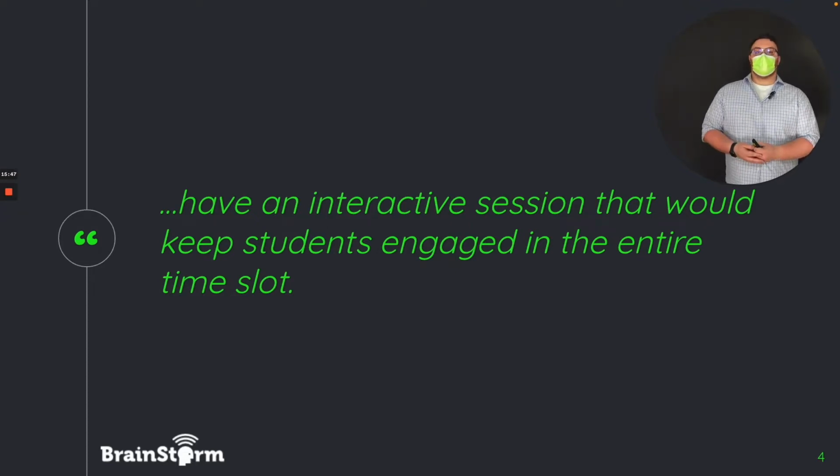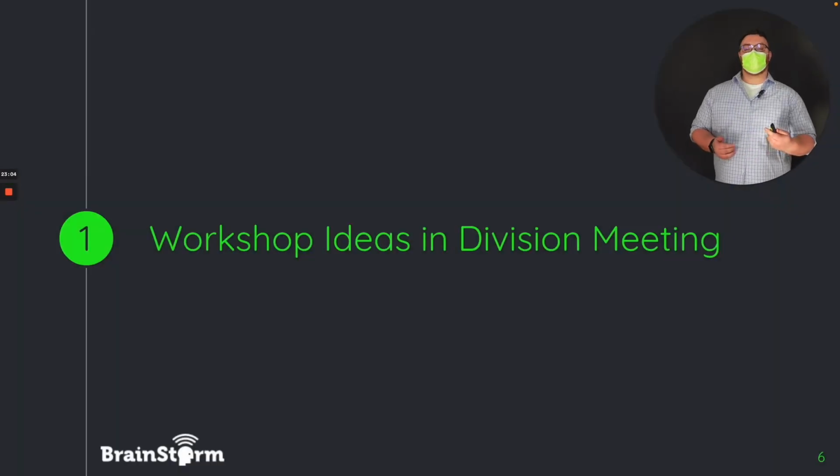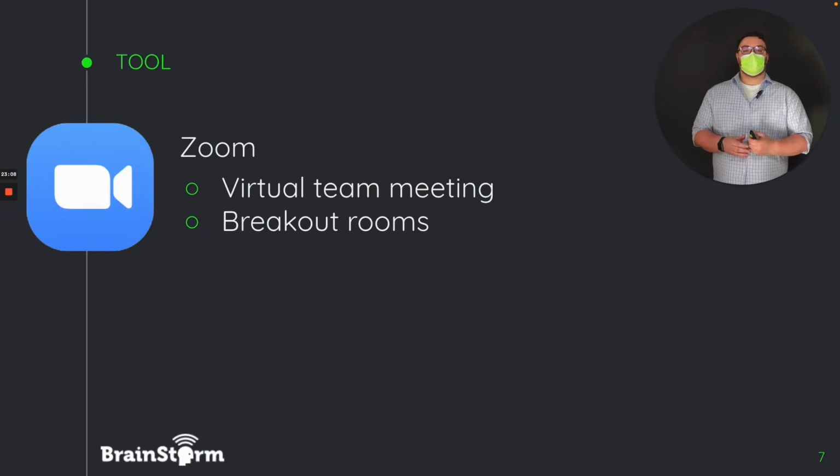So we're going to talk about our process and what we did to prepare. Our process consisted of 6 main steps, the first of which was workshopping ideas during our divisional meetings. We use Zoom for our divisional meetings because we have a lot of team members who are still working remotely, and this was helpful because we were able to use the breakout rooms function in Zoom. The breakout rooms gave us the ability to break down into 3 or 4 people and come up with ideas on how we wanted to keep the students engaged during this presentation.